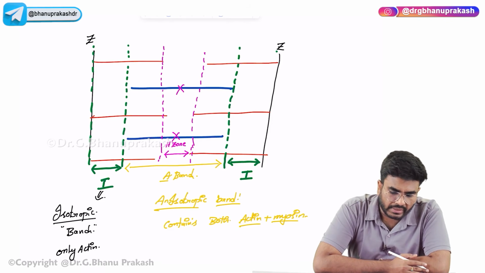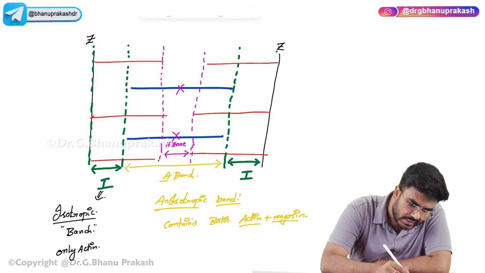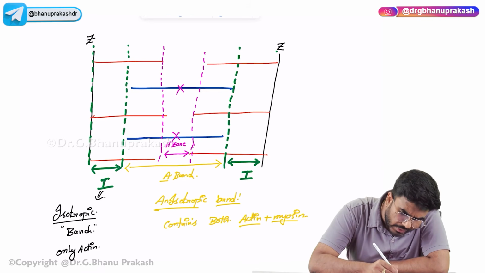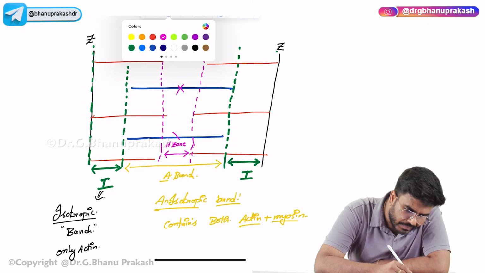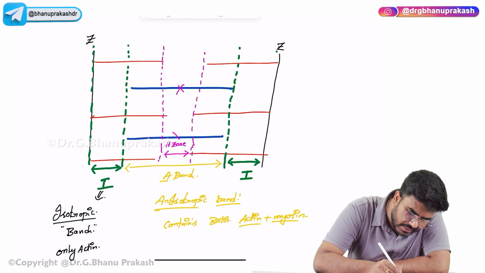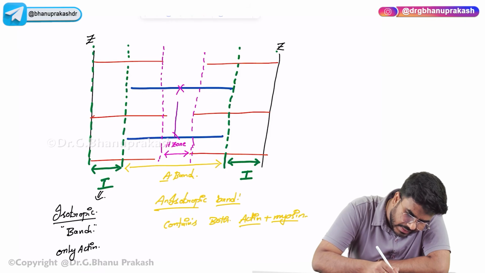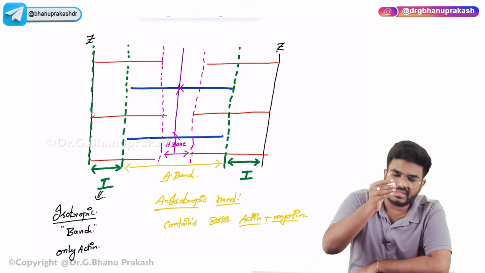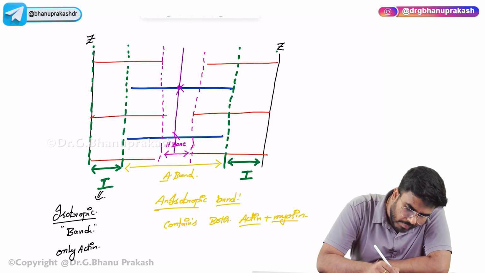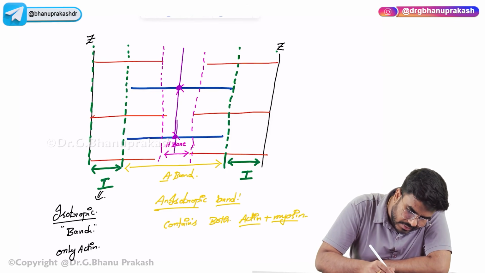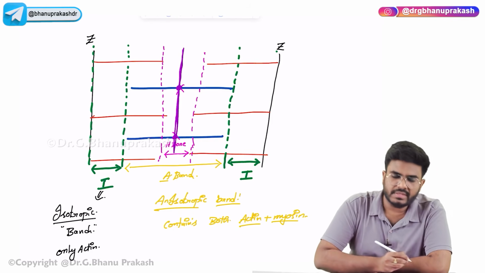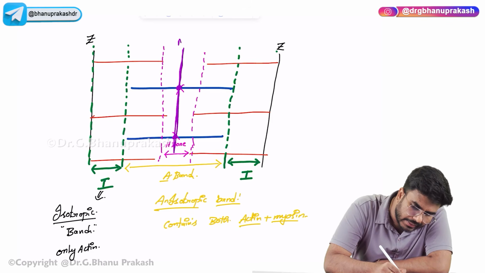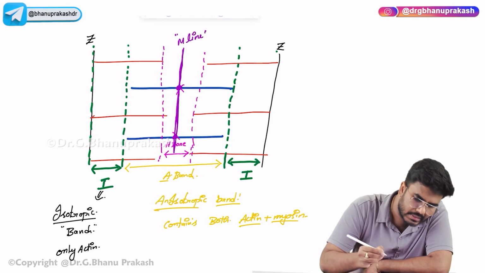Now, even within the H zone, there is a protein connecting one myosin with the other myosin. Let me show it with the purple color. For example, see, there is this one protein which is connecting one myosin with the other myosin in the center of the sarcomere. So what is this? This is called the M line.